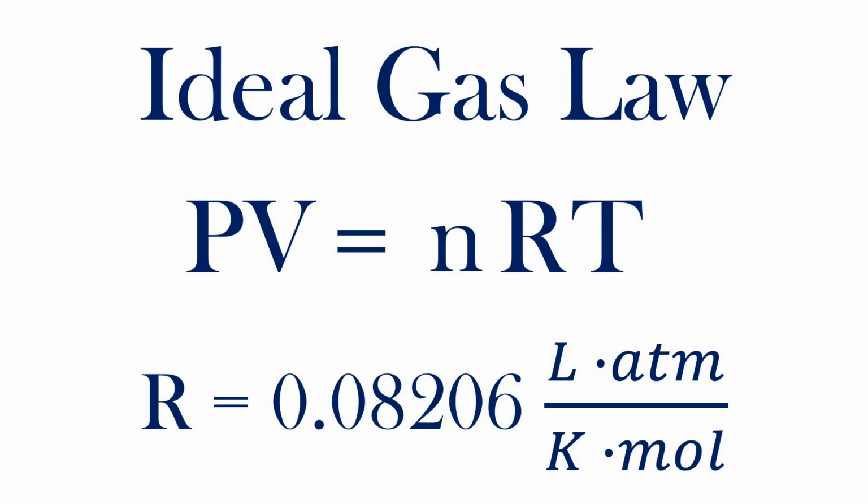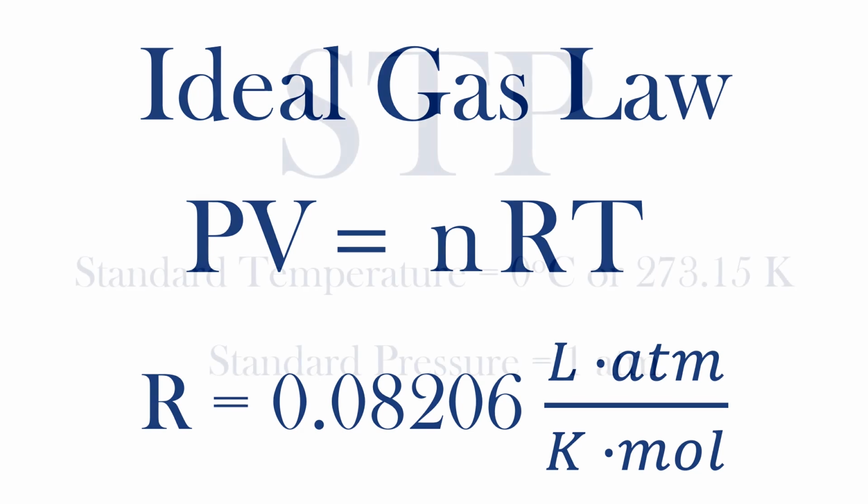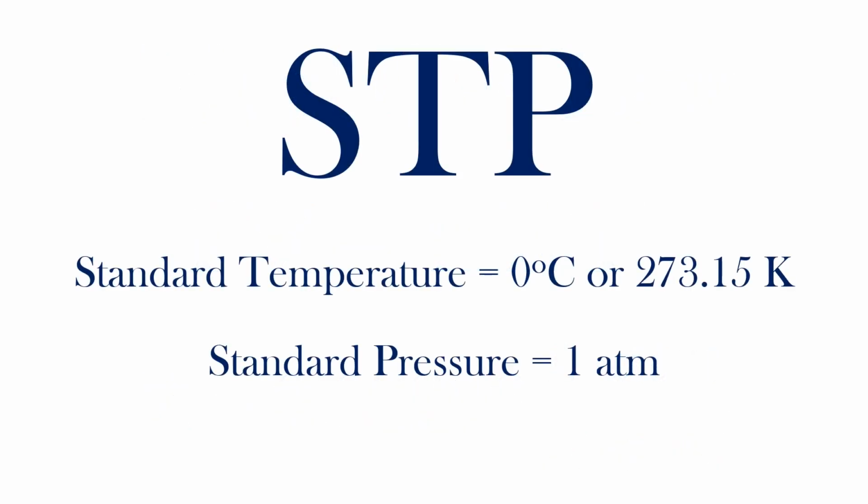Ideal gases were introduced in an earlier video. When dealing with ideal gases and assuming ideal behavior, it is useful to have a standard set of conditions. STP refers to standard temperature and pressure, where the standard temperature is 0 Celsius or 273.15 Kelvin, and the standard pressure is 1 atmosphere. Let's use the ideal gas law to solve for the volume of 1 mole of ideal gas at STP.